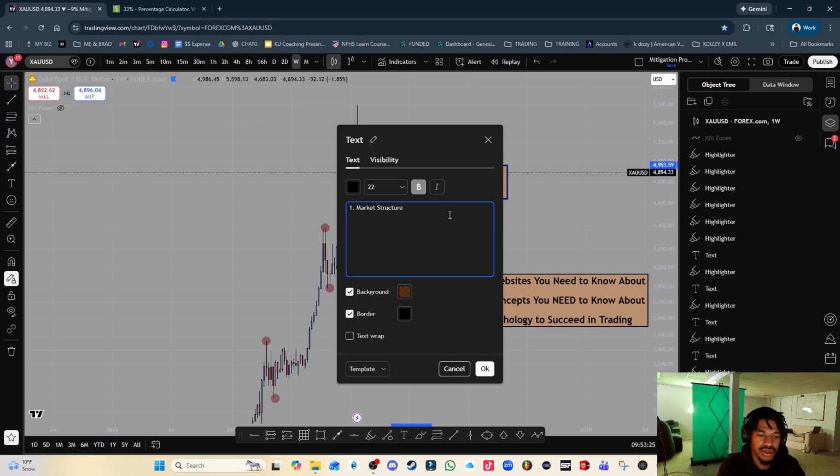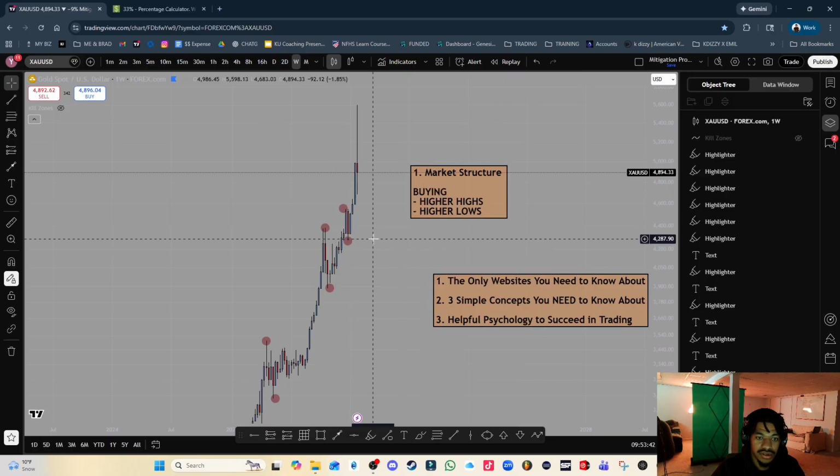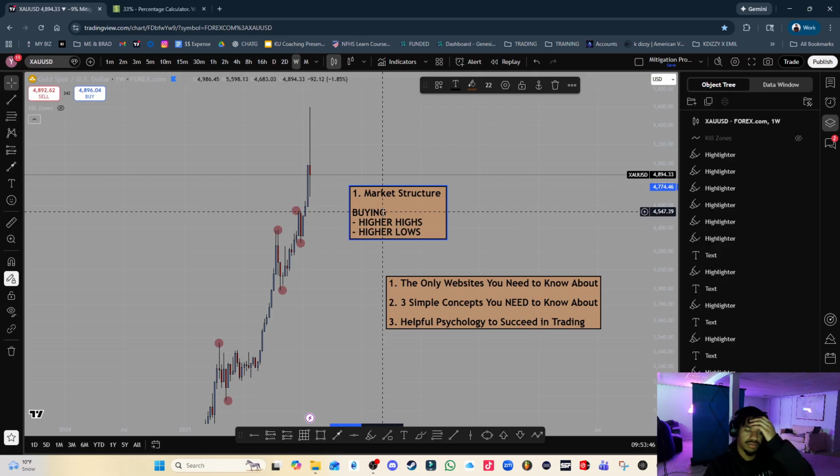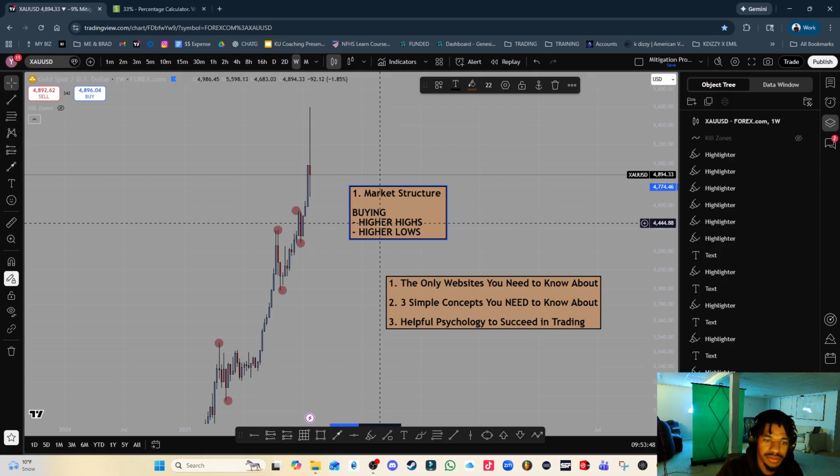So as you can see, to make more sense of the structure, when identifying if the market is in a buying condition, you're going to see higher highs and higher lows. So market structure, when you're sensing a buying environment, you're going to be seeing higher highs and higher lows, right?